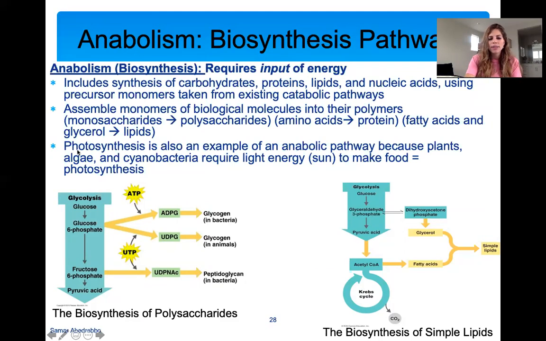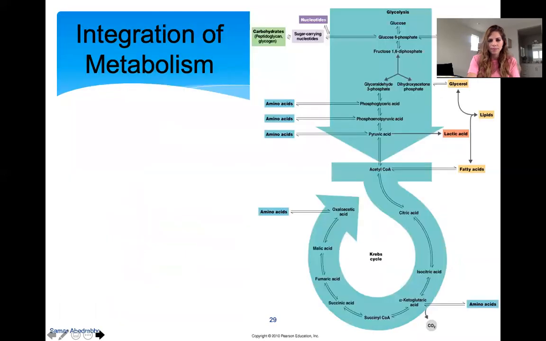With anabolism, you take monomers. You can take monosaccharides, different monomers of sugars, and create a polysaccharide. You can take amino acids and add energy and create a protein. You can take fatty acids and glycerol and create lipids. Photosynthesis creates sugar for us, so that's an example of an anabolism pathway. So keep that in mind. Anabolism is when we take monomers and build them into their polymers, and it requires energy. So it's an endergonic process.